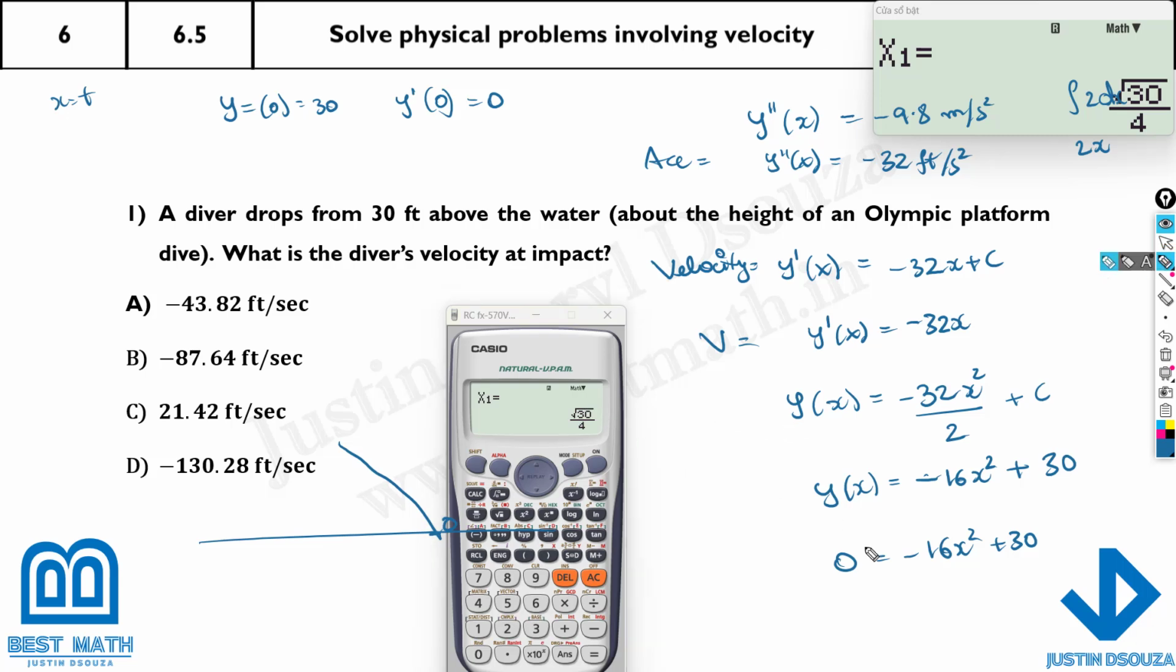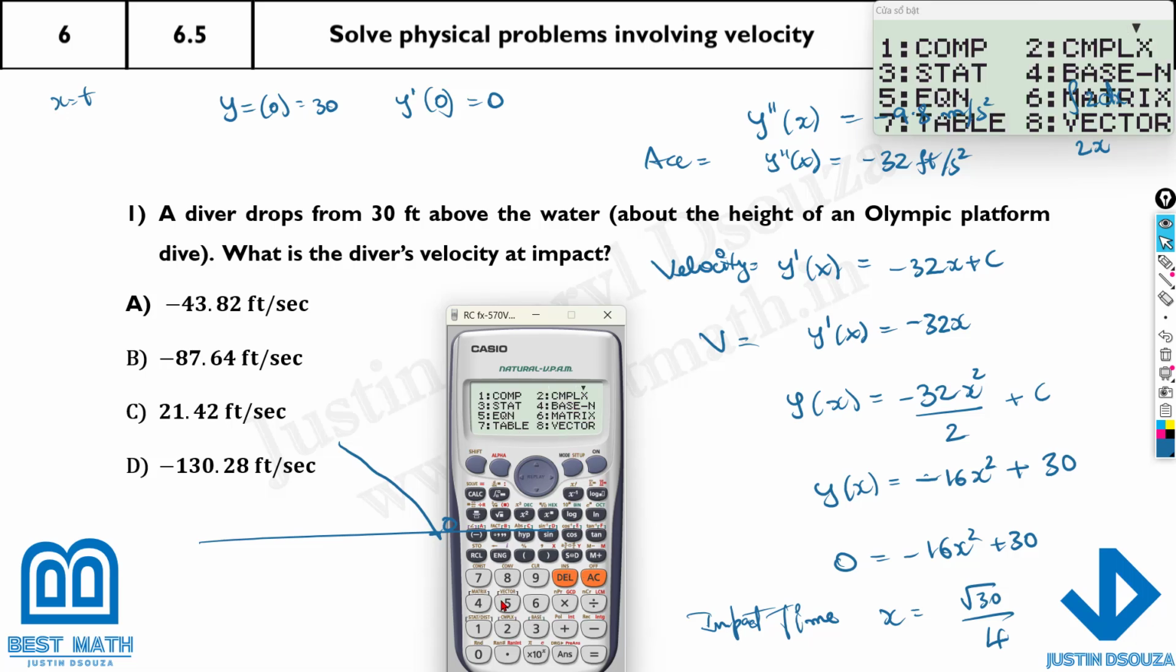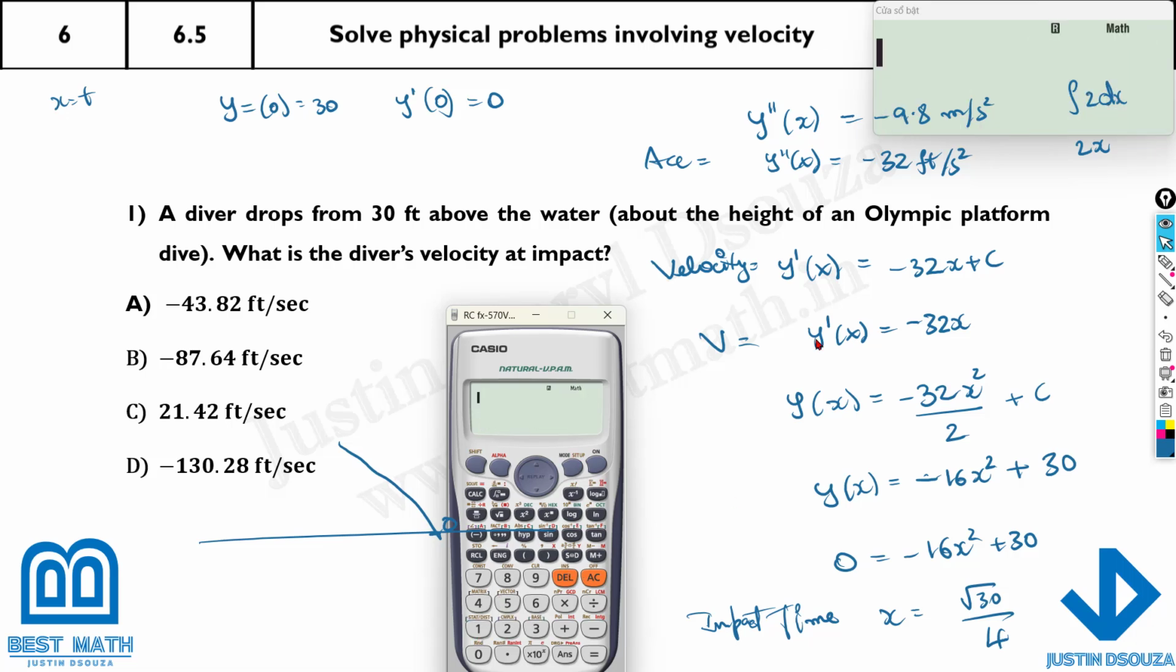Since we are doing this anyway, let's take the exact value, because it'll be more accurate. So x, the time of impact, is equal to square root of 30 by 4. Now all you need to do is multiply this with minus 32 to get the answer. Let me go to mode 1. The velocity function is given as minus 32 times square root of 30 by 4. That's it. What's the answer?